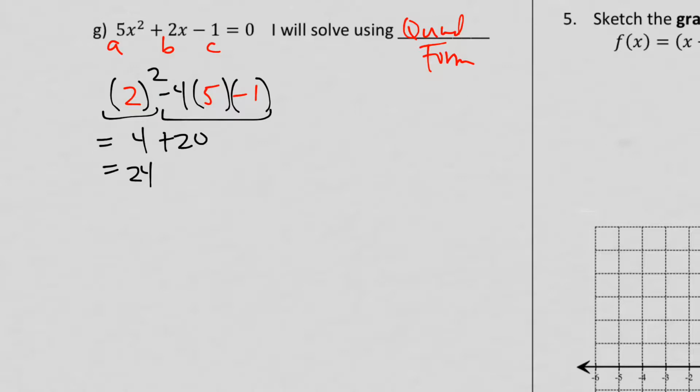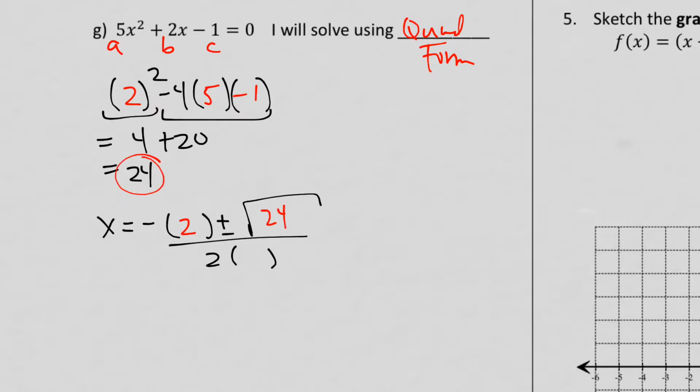So now with the formula, x equals negative b plus or minus the square root of the discriminant all over 2a. So here, x equals negative 2 plus or minus the discriminant all over 2 times a. So I'm just taking values from the original problem and my discriminant to fill into the formula. As I clean this up, I end up getting negative 2 plus or minus the square root of 24 over 2 times 5 is 10.